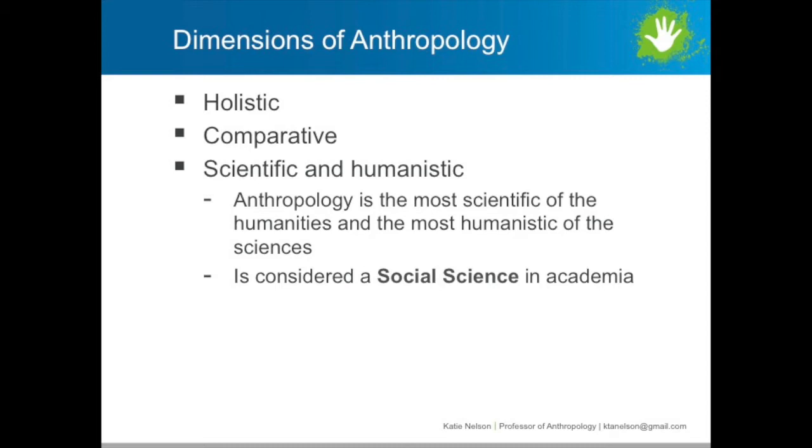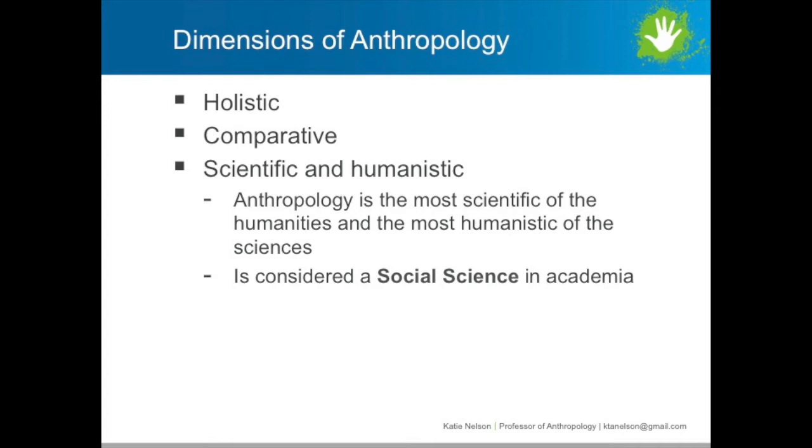Anthropology is also a very scientific and humanistic discipline. So we have this saying in anthropology that anthropology is the most scientific of the humanities and the most humanistic of the sciences. Nevertheless, it is considered to be a social science in academia today.